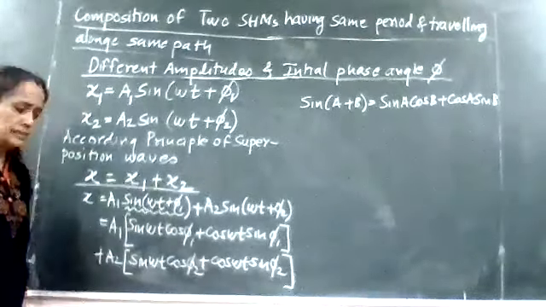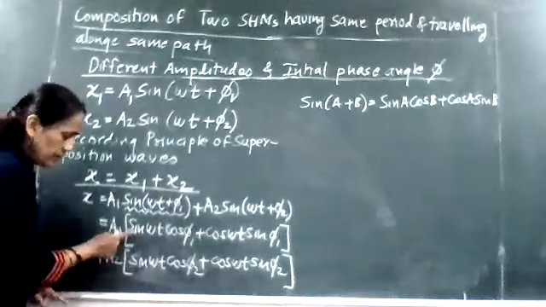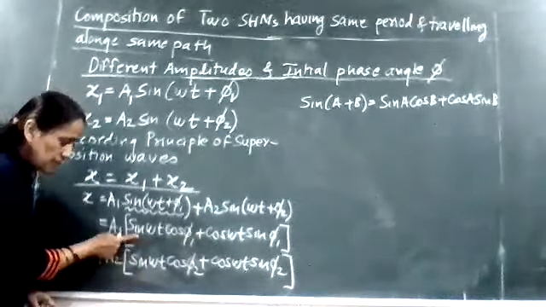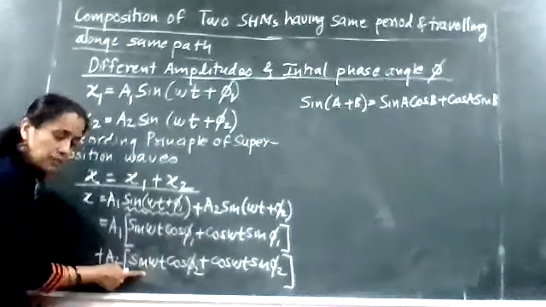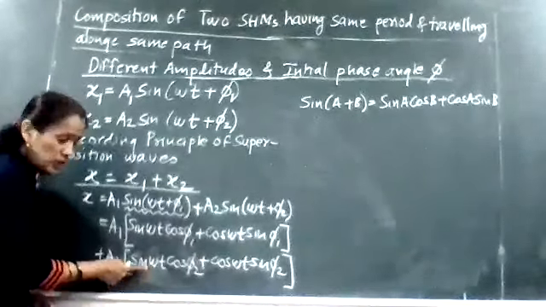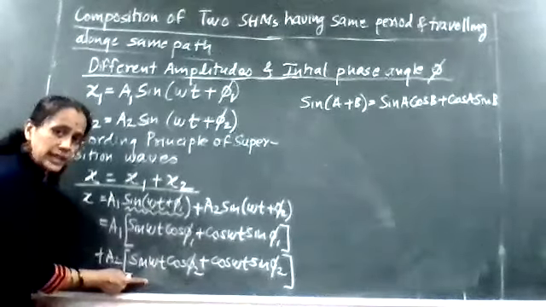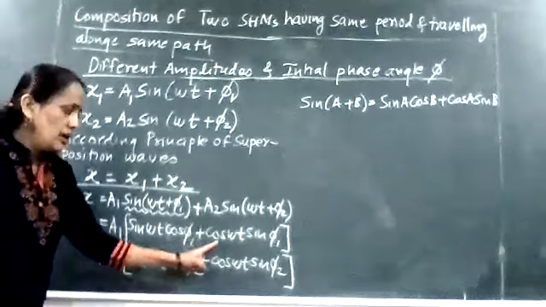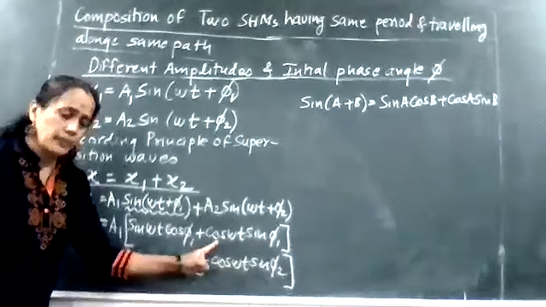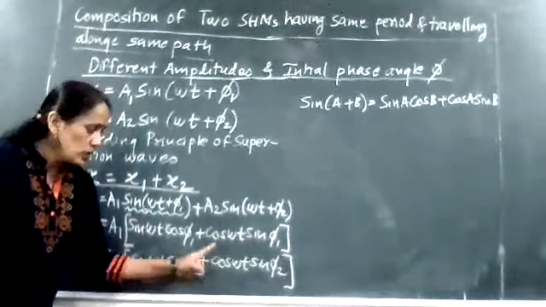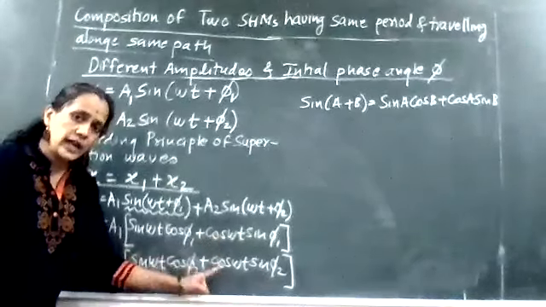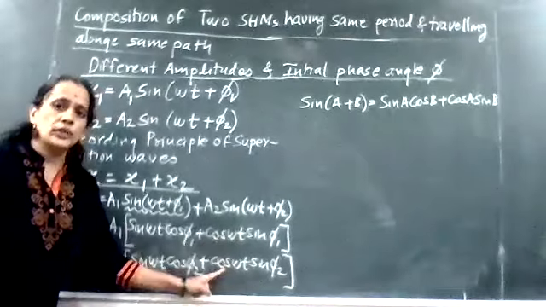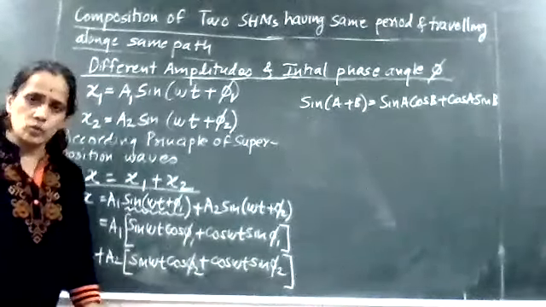Clear? Now, this is the first term and the third term. In the first term there is a sin omega t, and in the third term also there is a sin omega t. Means from the first and third term, I can take sin omega t common. In the same way, this is the second term, and here is the fourth term. In the second term there is a cos omega t, and in the fourth term also there is a cos omega t. Means from the second and fourth, I can take cos omega t as a common factor.